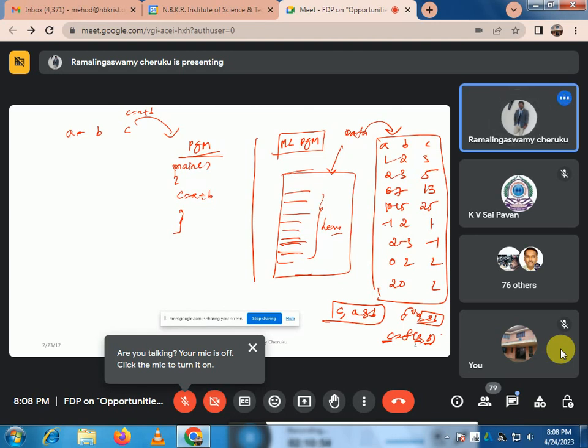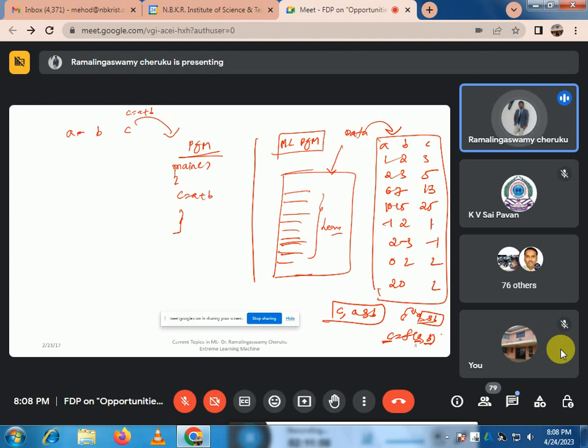1, 2, 3, 2, 3, 5, 6, 7, 7. If I ask what is the relationship between C and A and B? Suppose I give this data: 1, 2, 3, 2, 3, 5, 6, 7, 13. If I ask you what is the relationship between C and A and B?